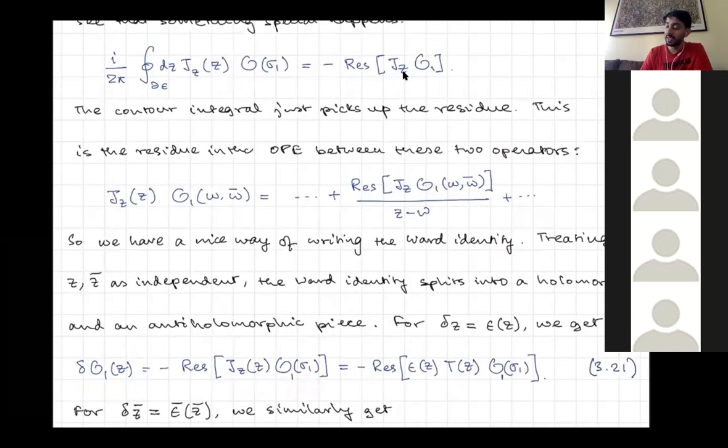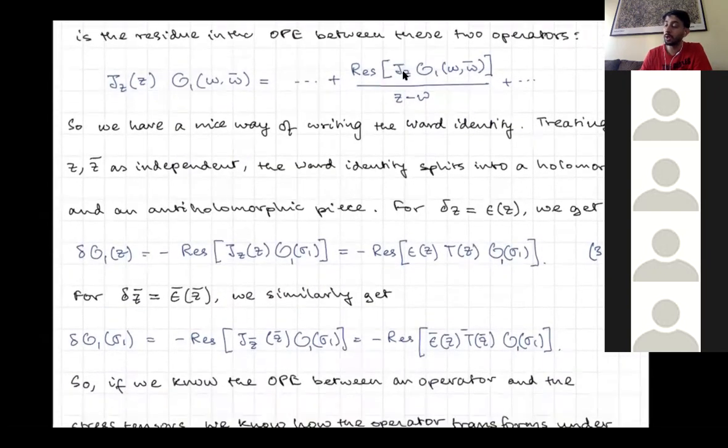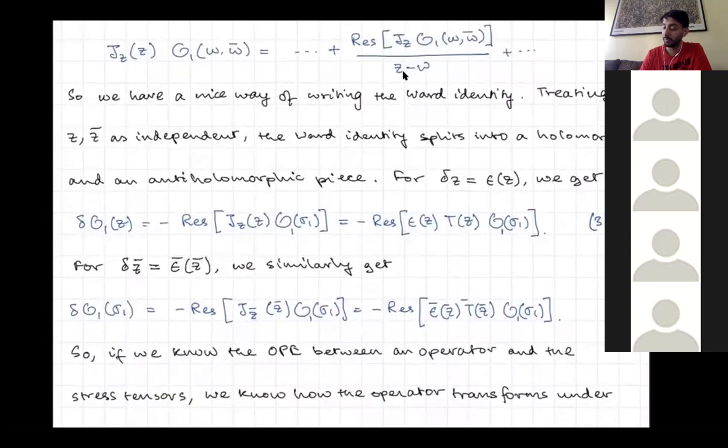As we have seen, j of z is going to be given by epsilon of z into T of z. So if you look at this whole thing, what you need to pull out of this is the 1 over z piece, right? So the residue of this whole thing is going to give you what the change in O1 is. And similarly, you're going to get a similar piece for the anti-holomorphic part as well.